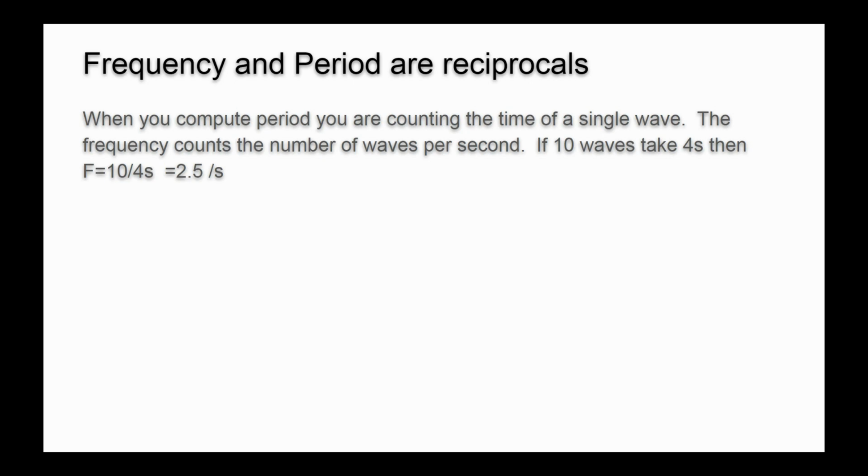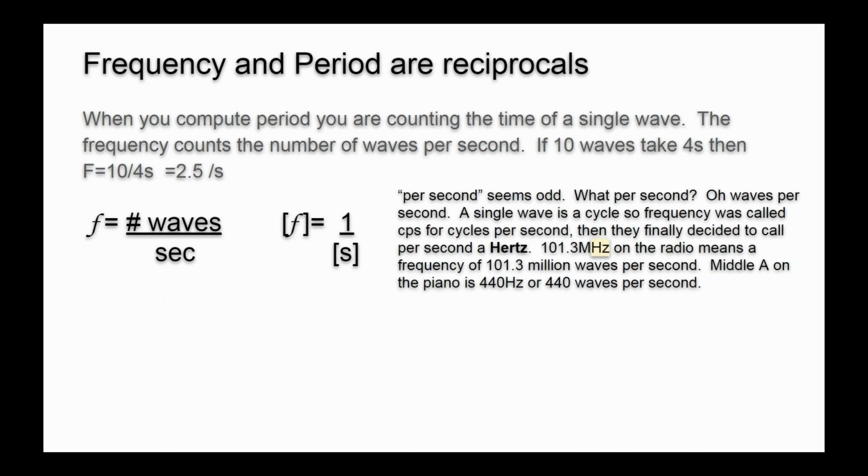Notice I wrote 2.5 per second. It's the number of waves per second. Its units will be per second. What do you mean per second? Whatever you're counting per second. 10 dribbles of the basketball per second, 10 wags of the dog's tail per second, 10 flashes of the car's turning signal per second. It seems odd to say per second, or waves per second might sound better, but the real units is simply per second.